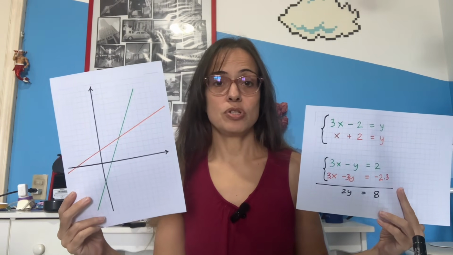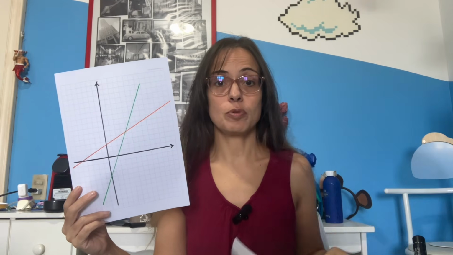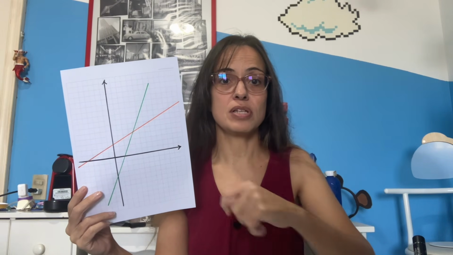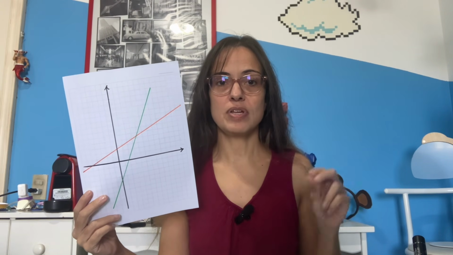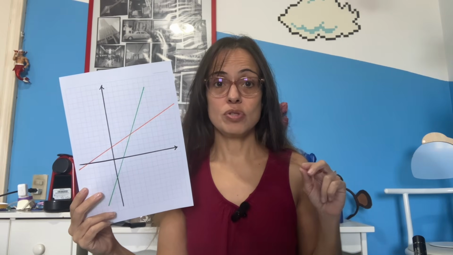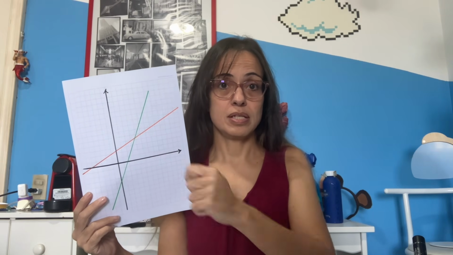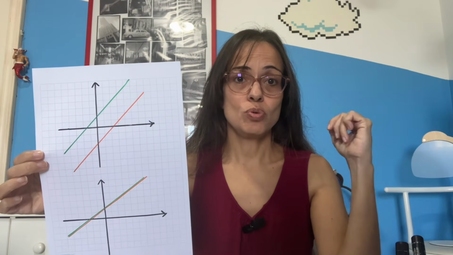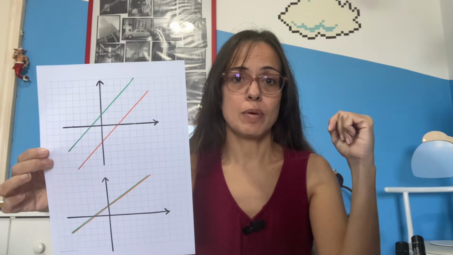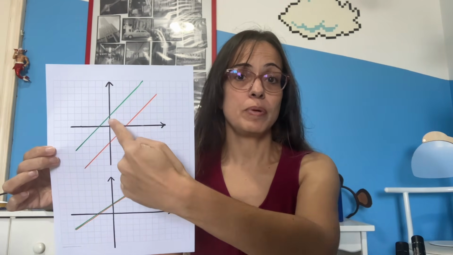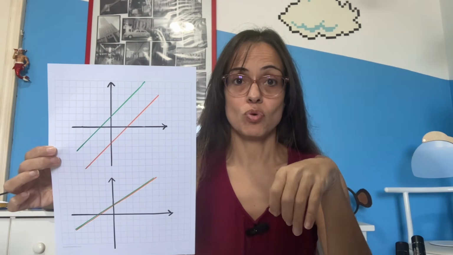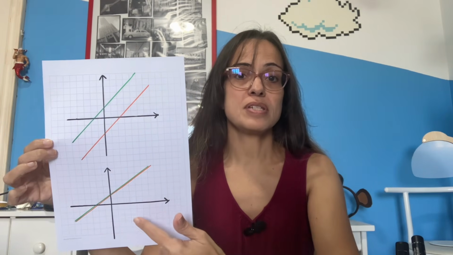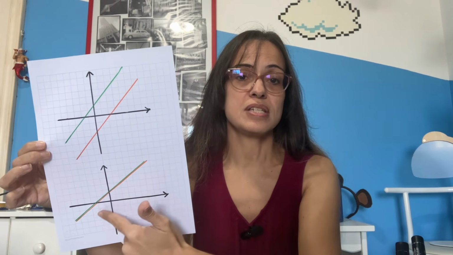This system of equations has one solution, which is that point where the two lines intersect. But in what kind of cases is the solution to the system not a single point? There are two different situations in which this happens. One is if the lines are parallel to each other and then they have no intersection. And the other one is the case where the two lines are actually the same line.